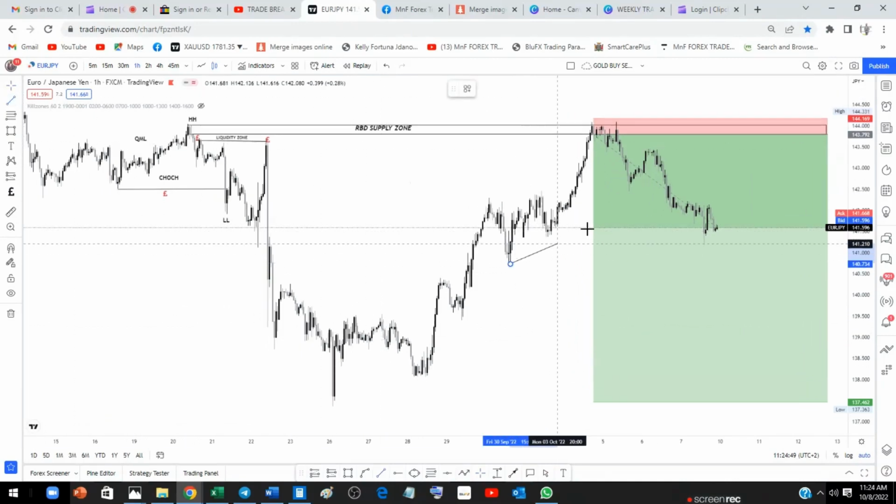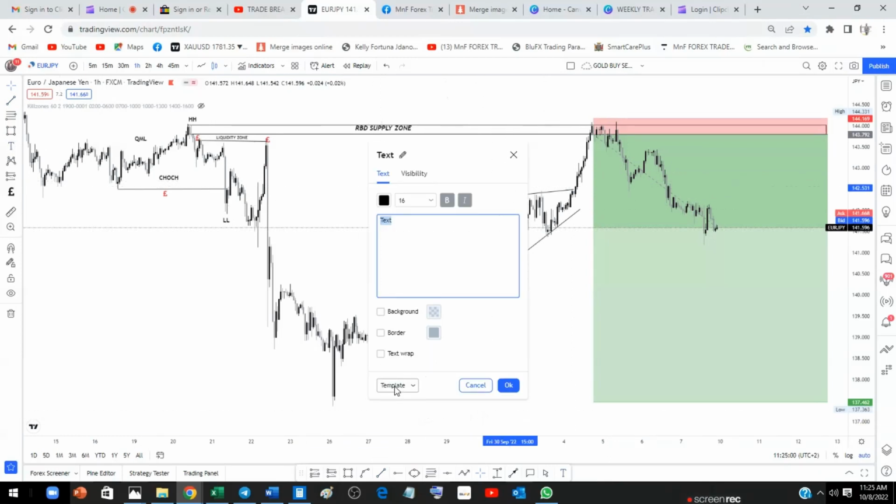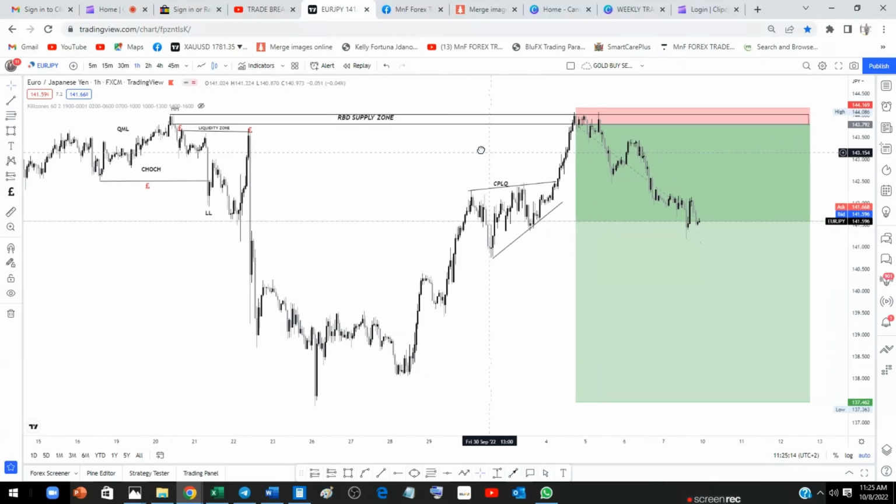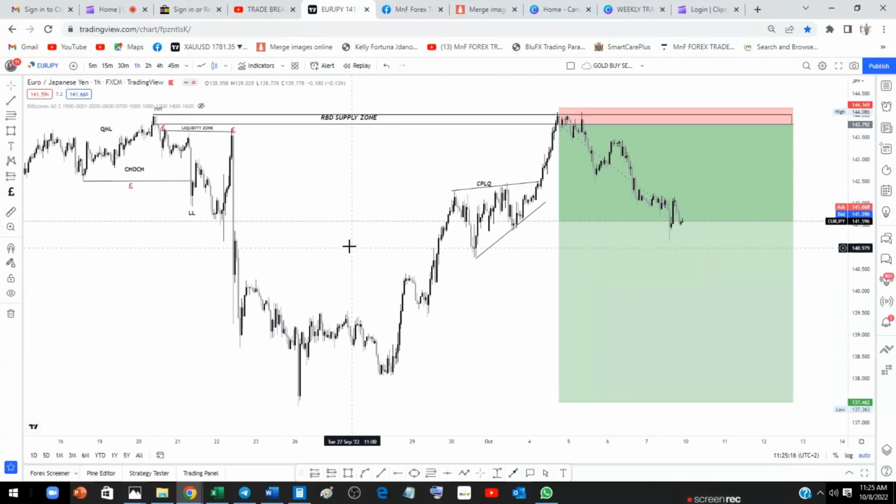That is extremely painful. It's not a nice thing to be in. And another thing that we had here, we had the market compressing, which we call CPLQ. So this is a CPLQ, which just simply means compression plus liquidity. Okay, so price will compress and take out the liquidity right there.